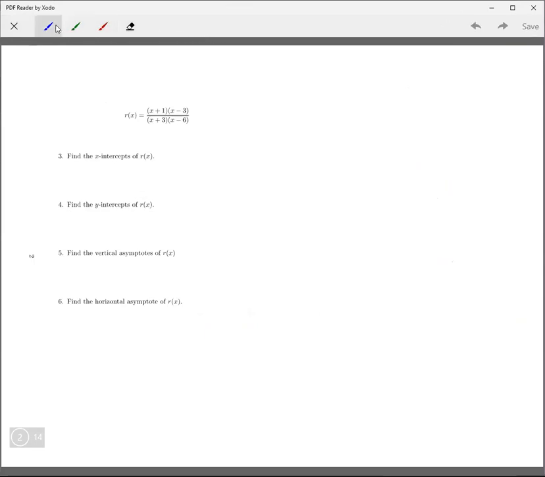Number 3 is you have this function here, and we're supposed to identify the x-intercepts. These will be zeros of the numerator, and in this case, it's going to be -1 and 3.